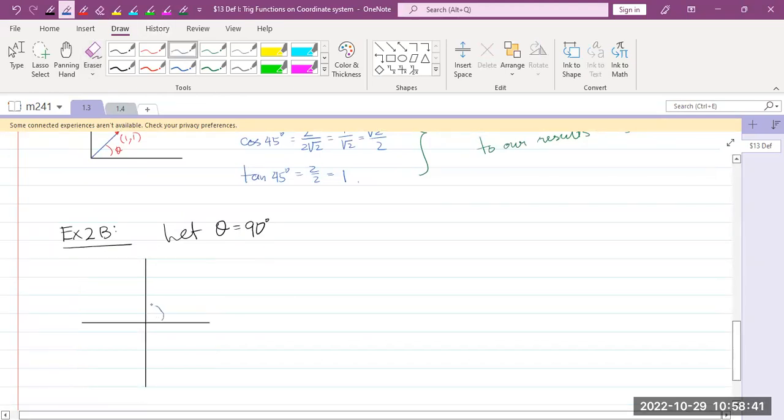Okay. So this is 90 degrees, right? Let's pick a point there. That's a y-intercept, so I can use (0, 1). So x equals 0, y equals 1. From the picture, you see the distance of that coordinate from the origin is just 1. So what is sine 90 degrees? Sine 90 degrees is y over r, which is 1. Cosine 90 degrees is x over r, which is 0. Tangent 90 degrees is y over x, which is undefined.